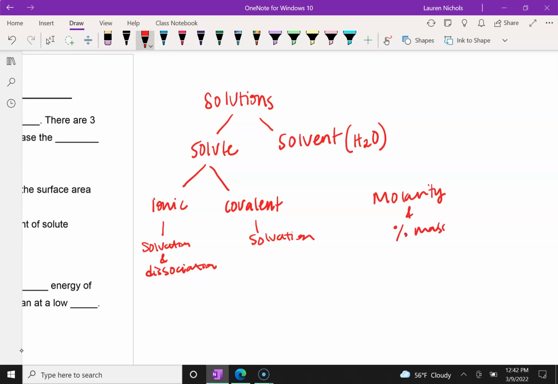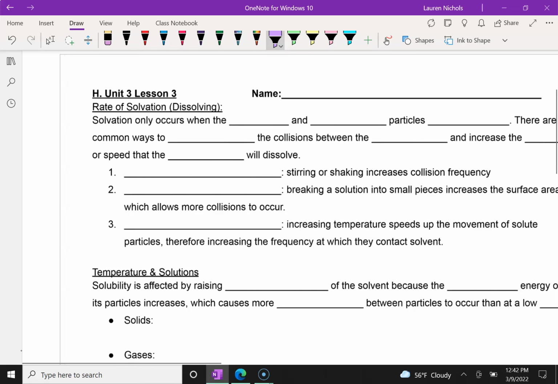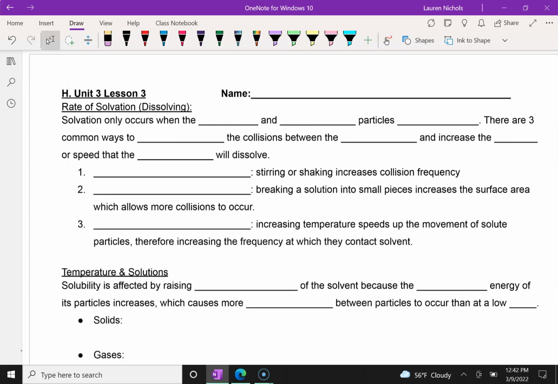In this video, we're going to talk about not necessarily how it dissolves, because solvation and dissociation, that's the how, like the process. What we're going to talk about is the speed or the rate that happens and how we can change the speed that it dissolves. So as a reminder, solvation is only going to occur when the solute and the solvent particles actually collide or touch. Okay, if your water is not touching your sugar, it can't dissolve the sugar. Okay, it's just basic kind of common sense.